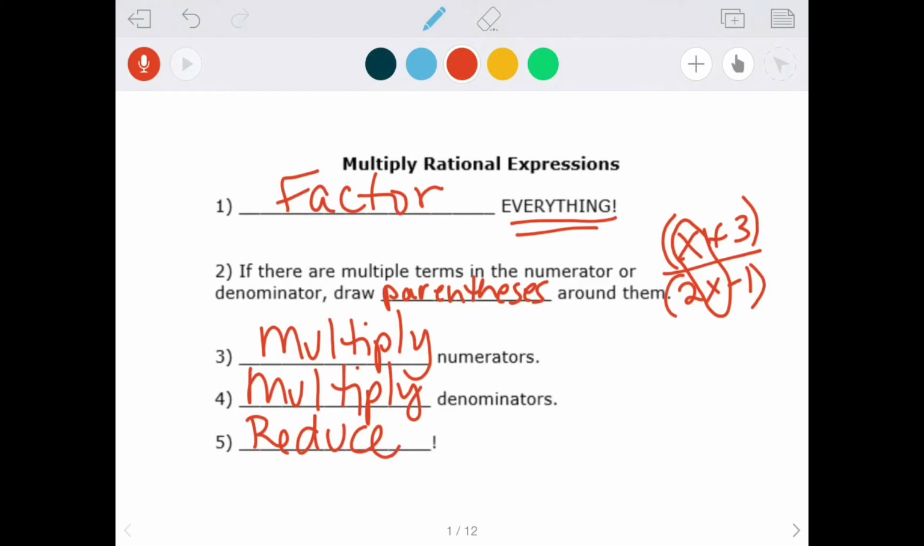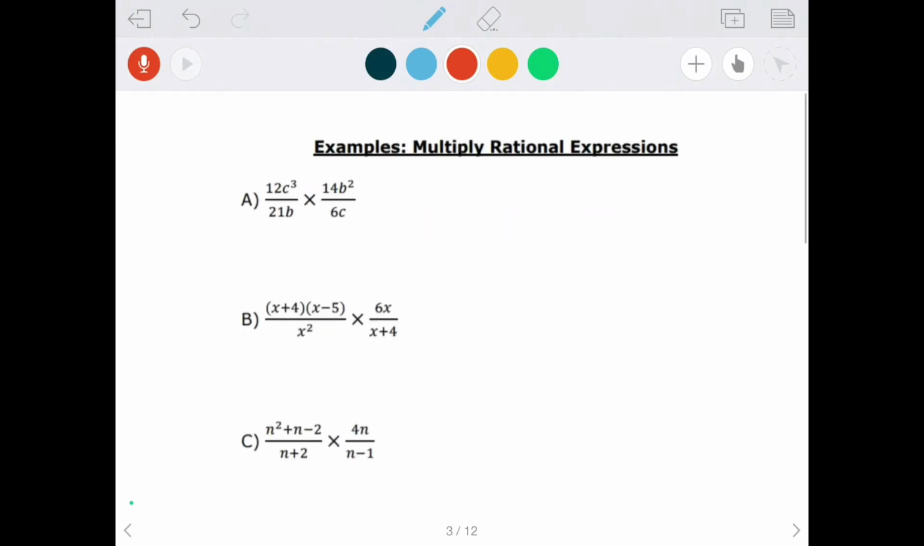You may want to see some examples of that, so I am going to move forward real quick to look at the examples before we go over the dividing. Our first example is 12c cubed over 21b times 14b squared over 6c. Our first step is to factor everything. Since I don't have any addition symbols, I don't really need to put any parentheses around there.